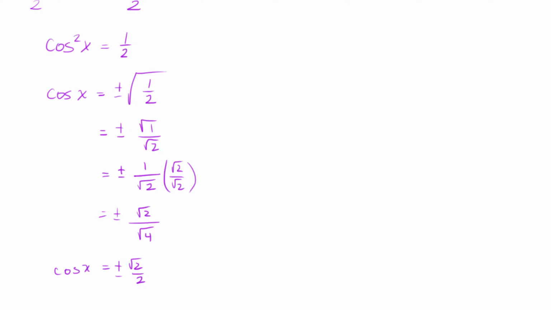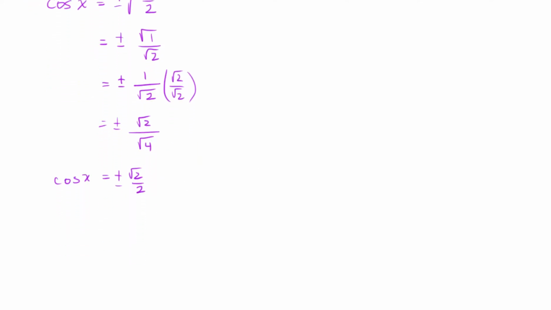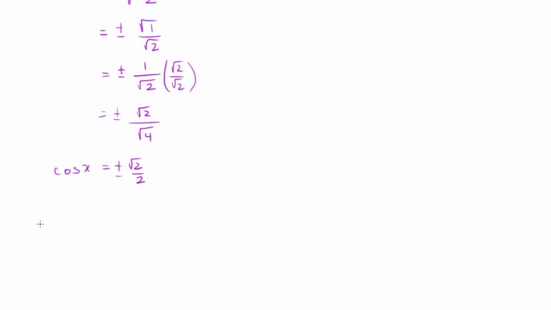So the question is, what angles inside the unit circle will produce plus and minus radical 2 over 2? Well, all the angles that have denominator of 4. So pi over 4, 3 pi over 4, 5 pi over 4, and 7 pi over 4. And that will be your answer.